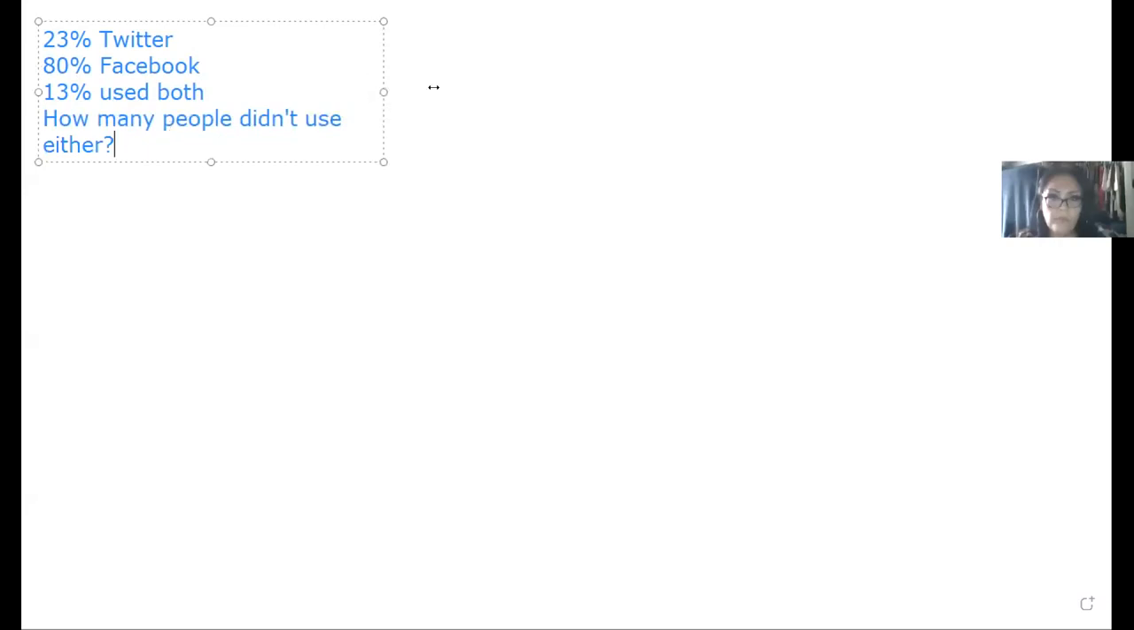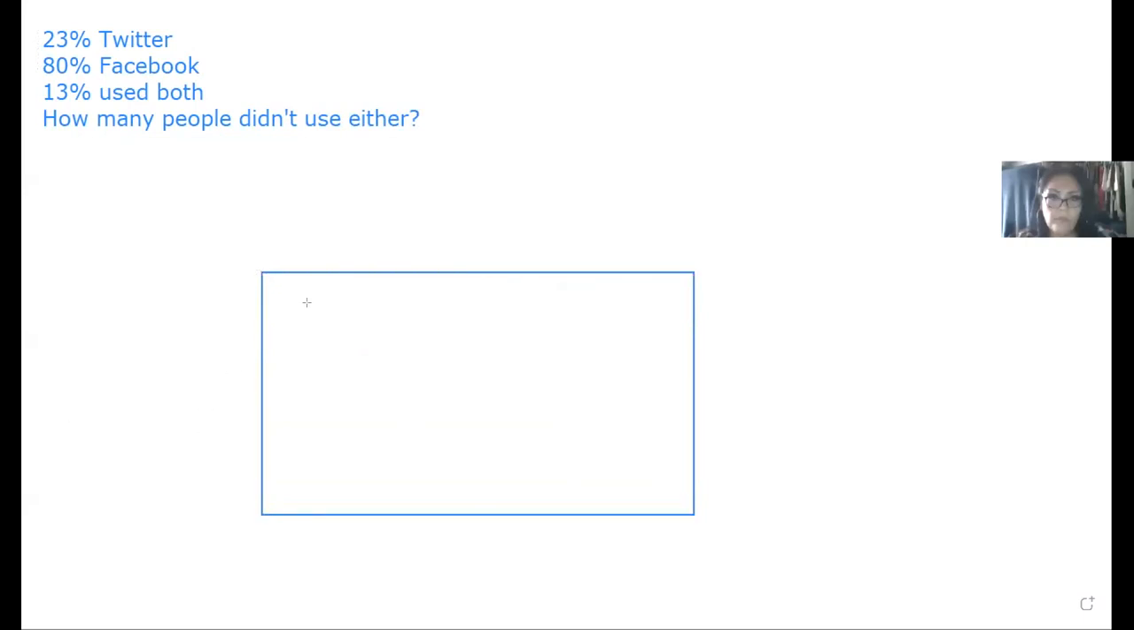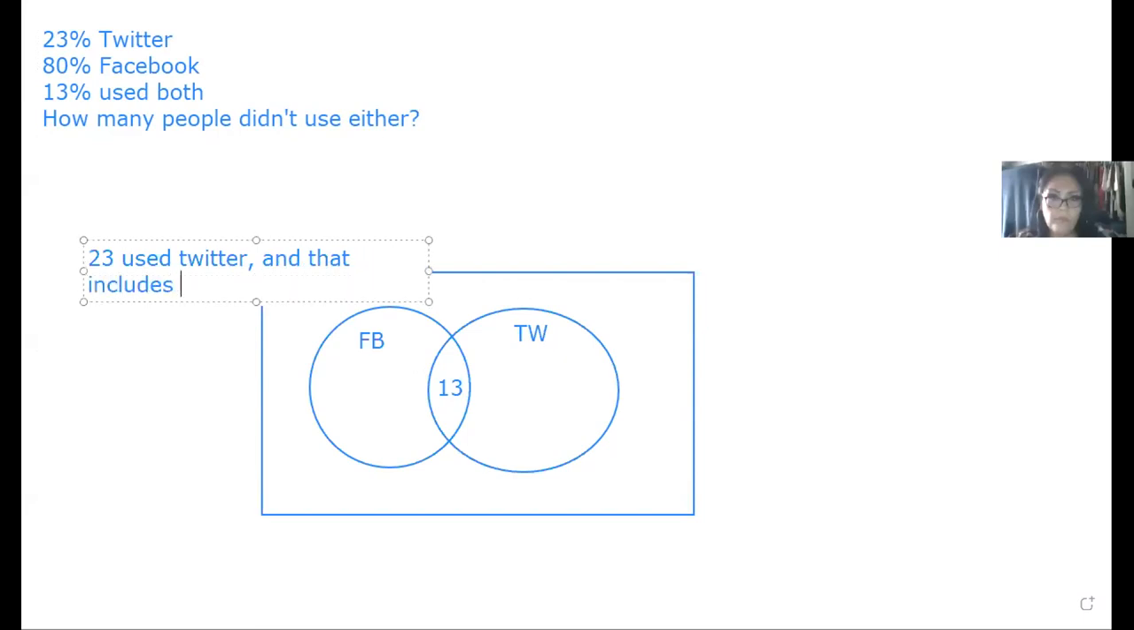So what we have to do for this is, let me draw some stuff. As we're drawing some circles, we have Facebook, Twitter, then the middle is both, and the outside here is neither. So we had 13% in the middle. So we can put that right there. So we had 23% used Twitter, and that includes that 13.